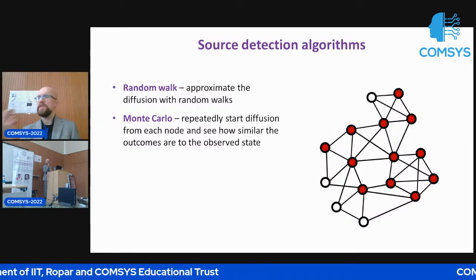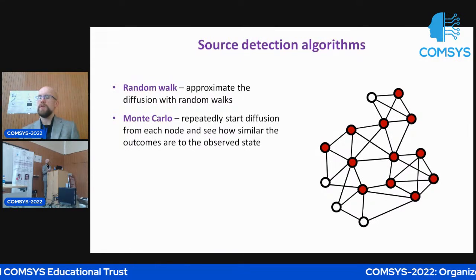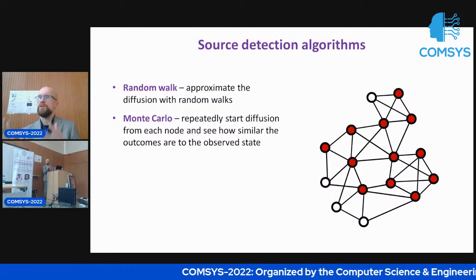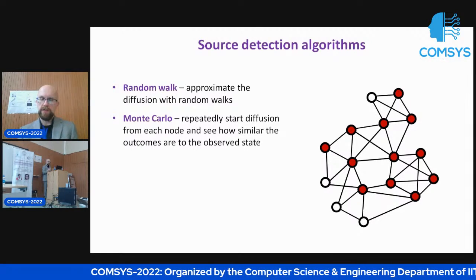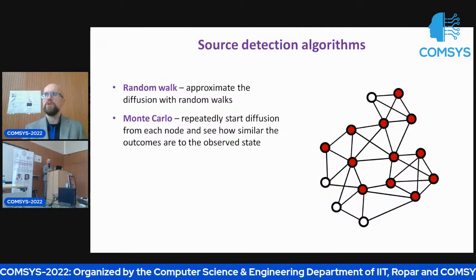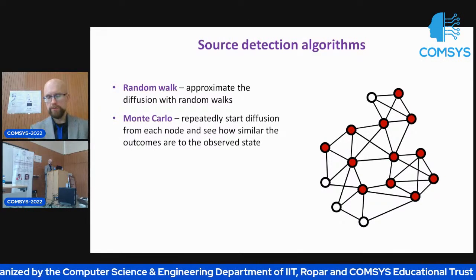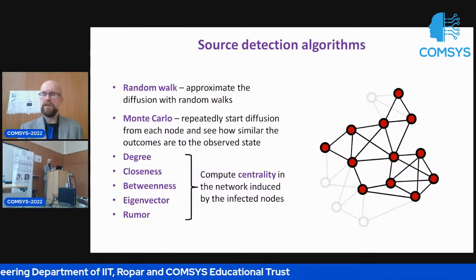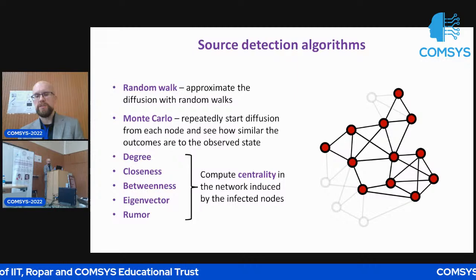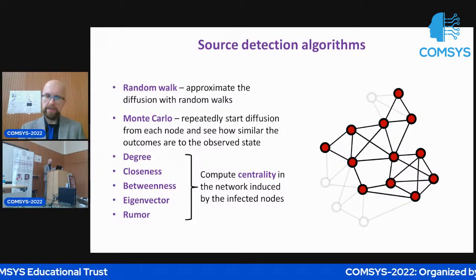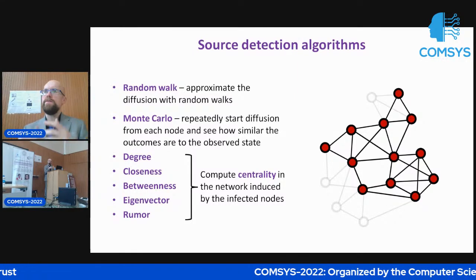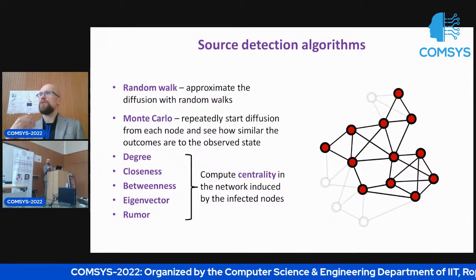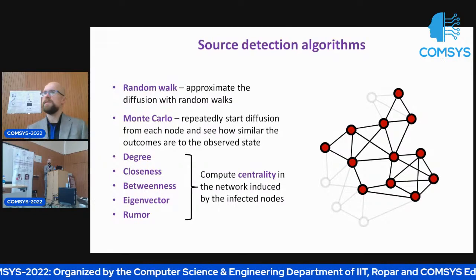We could try to start many different diffusions across the network. For each of the nodes, I start a diffusion many times, and I see how similar the outcomes of these artificial diffusions are to the actual state that I found in the network. And there is a group of methods based on centrality measures that we have seen at the beginning of this presentation. For these methods, I take a look at only the infected part of the network, and I say, okay, maybe the most important node in this infected part of the network is the actual source.